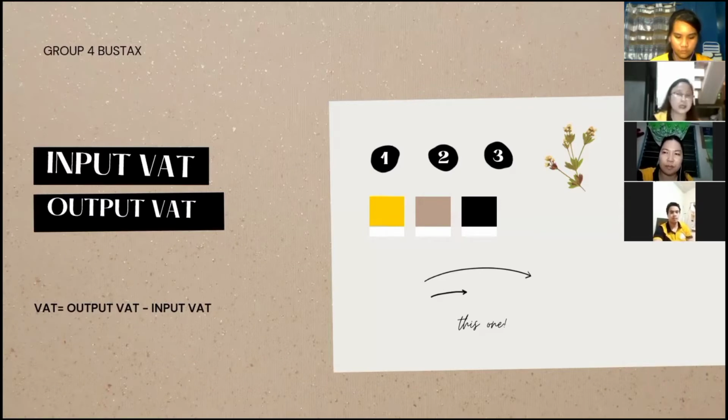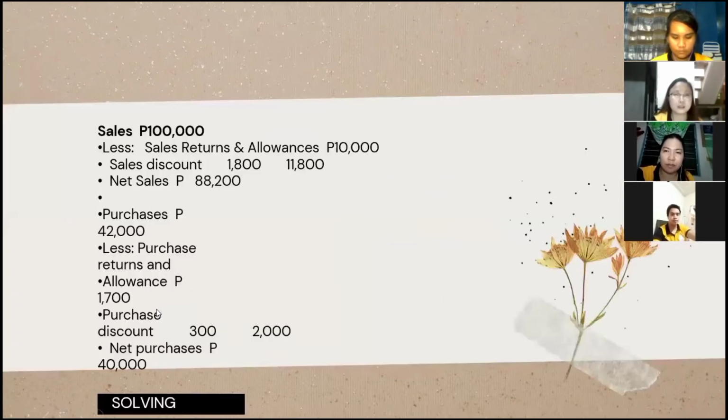So here is the formula on how to get the taxable amount. VAT is equal to output VAT minus input VAT. So here are the examples. You can see in the screen.